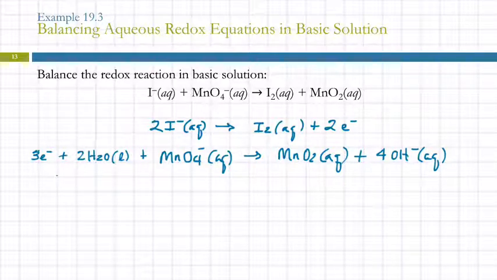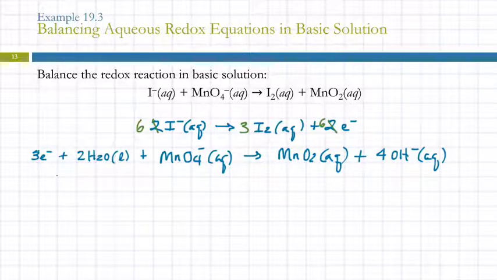What's the next thing I have to do? I need to get the same number of electrons. I've got 3 electrons down here and 2 up there. So the smallest number I can do is 6. So I need to get 6 on the top and 6 on the bottom. So I multiply the top by 3. 2 times 3 is 6. And this is going to be 3. And this will be 6.